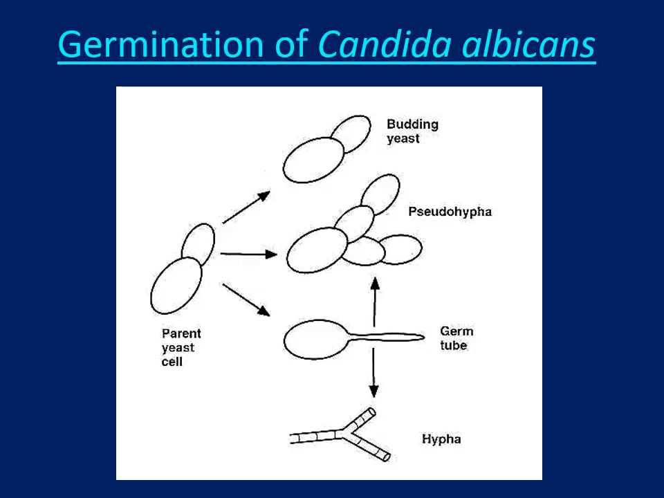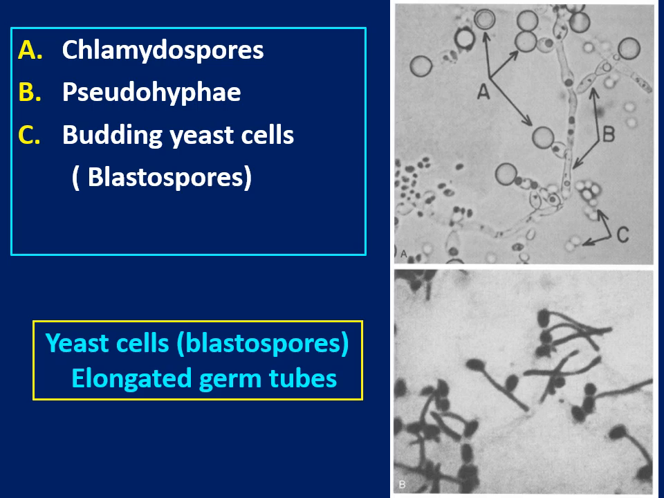This is called the parent yeast cell. They are budding yeast, and when they bud, they get elongated and produce pseudohyphae. This is what I'm referring to as the germ tube method, which is mainly a function of Candida albicans and the rarely encountered Candida dubliniensis. These are the chlamydospores in A, and these are the pseudohyphae in B.